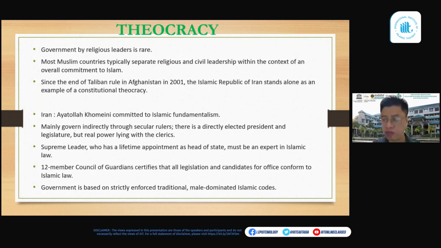For example, in Iran, it still lies with the Ayatollah. Meaning, you can have all the rulings and all the decisions, but at the end of the day, they will still make sure that this system, this ruling, this decision, this policy is in line with Islam. So the last few points are just about the technicalities and how it works.